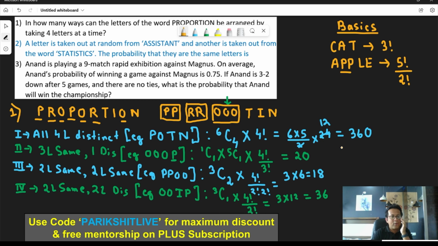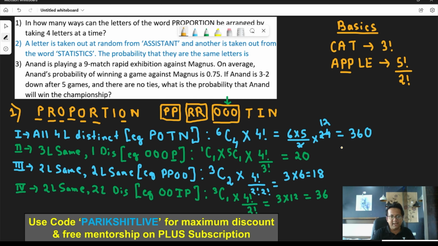So remember, when you are selecting and arranging, it's a two-step process. You select and then you arrange. That is important. So in the selection, whether the letters you select are the same or whether the letters you select are distinct is very, very important.